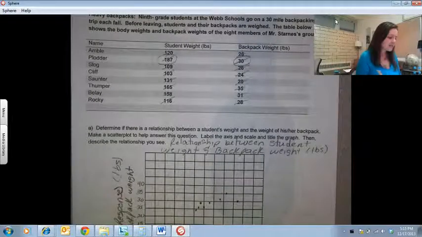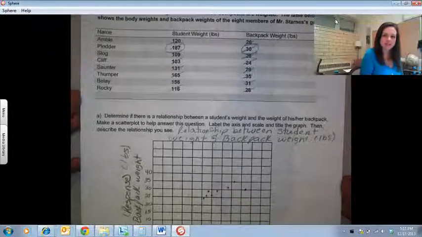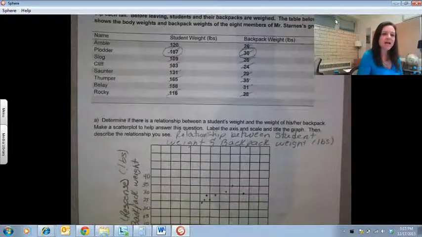Guys, let's finish up question number 2 on the constructed response part of this.